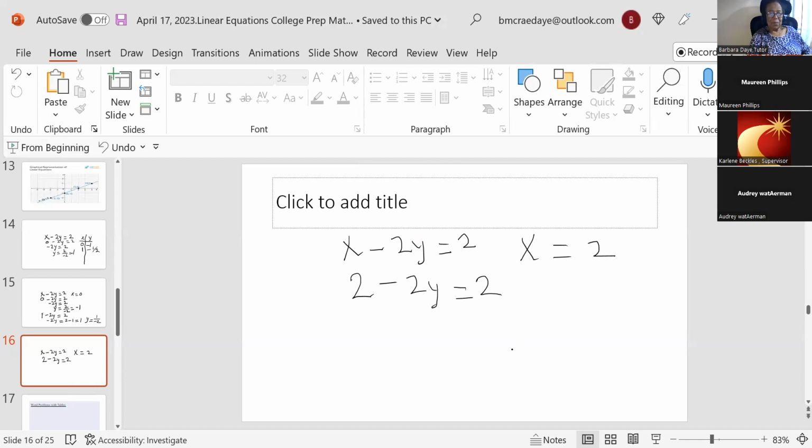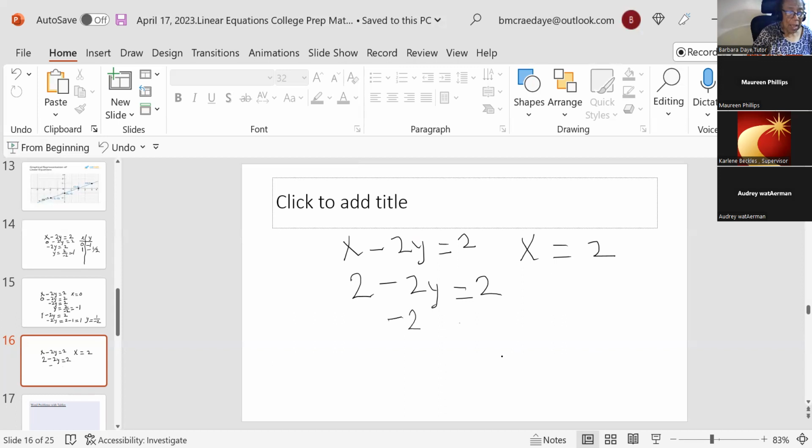Divided by 2. No, x minus 2y equals 2. What would be your first step? Remember, you're solving for y. So what would be your first step? Subtract the 2. Yes, subtract the 2. So what would that leave you with?